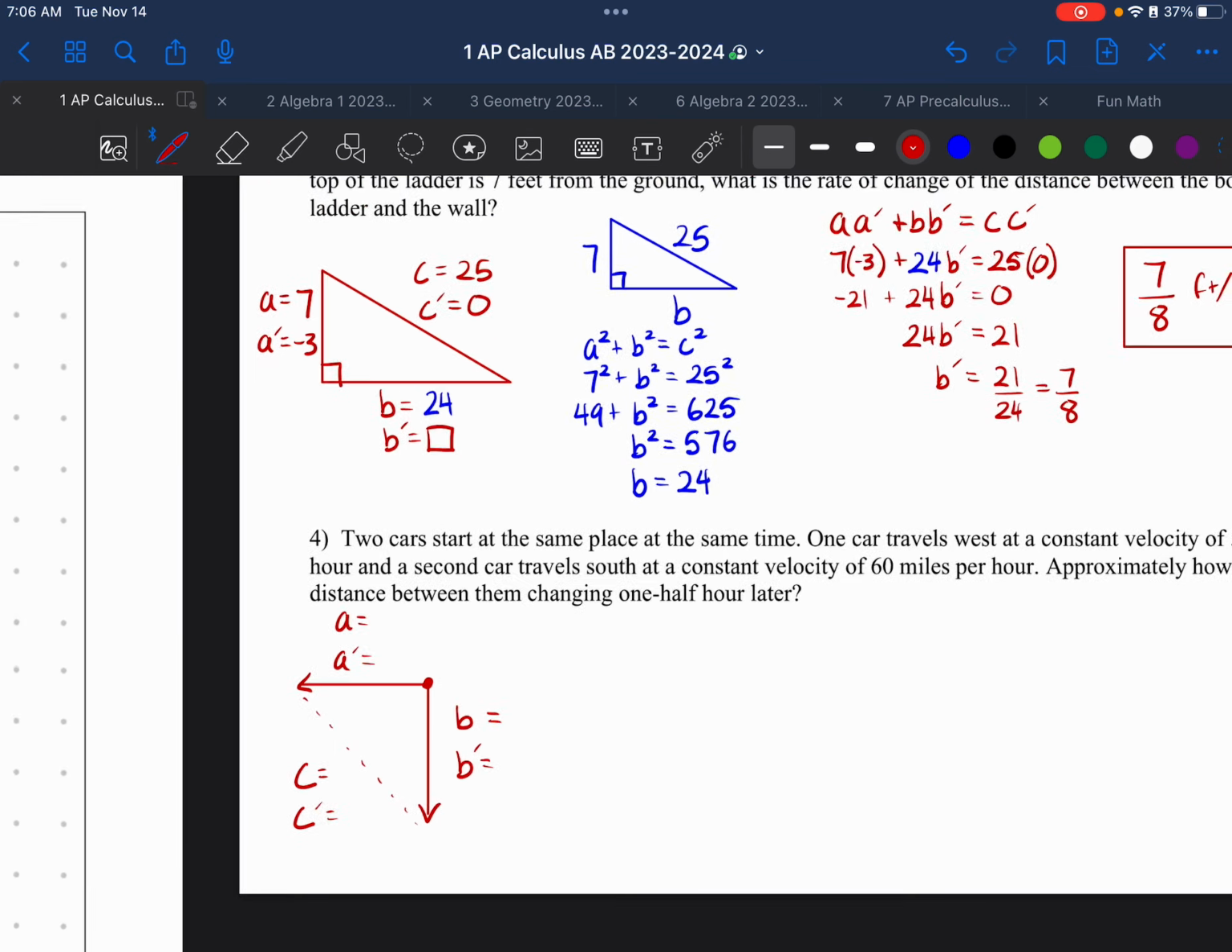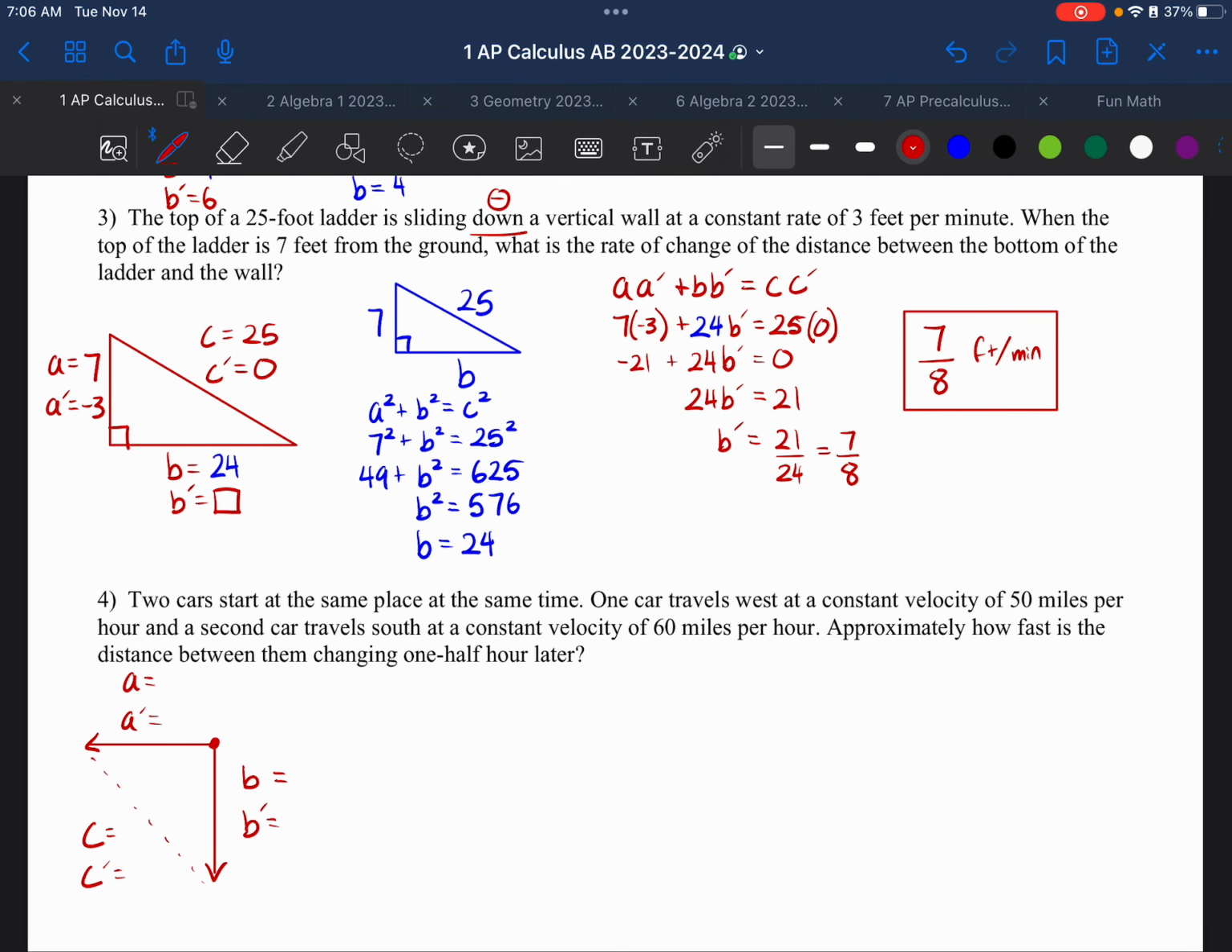All right, so what do we got here? Let's fill in. We have west is a velocity. Okay, velocity is a word that means prime. It's a speed. It's a rate of change. So that's 50 west. So it's going to go 50 miles per hour. That's an A prime. And the second car travels south at a velocity of 60 miles per hour. So I'm going to call this thing 60 miles per hour.